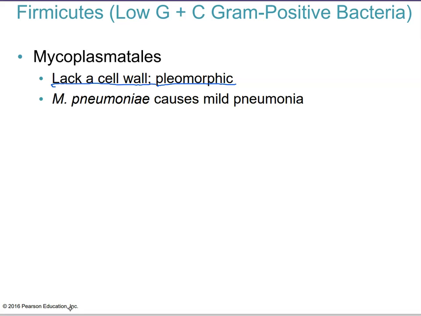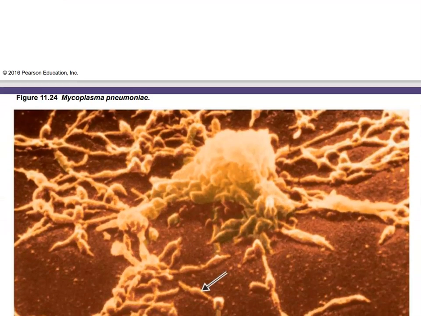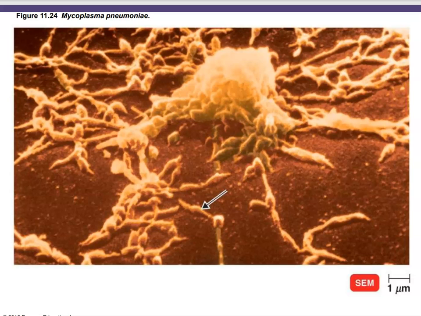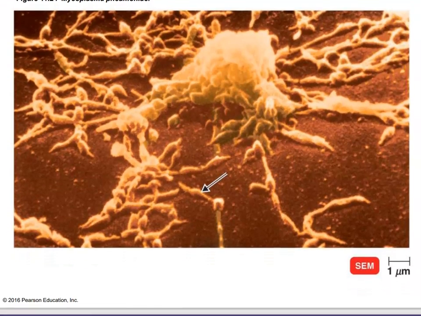And here's a pathogen, Mycoplasma pneumoniae, that causes pneumonia, mild pneumonia in this case, but we don't have this one on our pathogen group. So here's Mycoplasma pneumoniae. You can see sort of this, I don't know, they form these almost like dome shapes there, but they're very difficult to grow in culture.